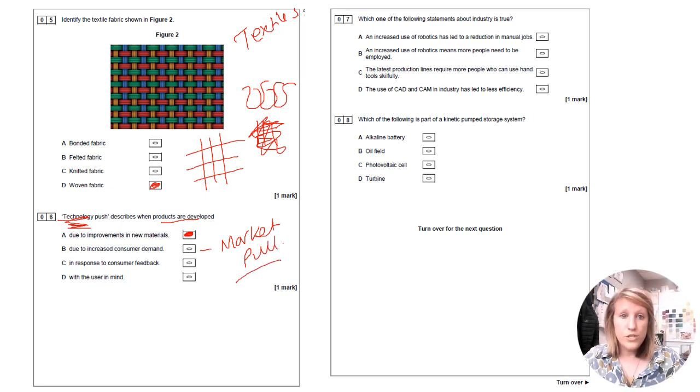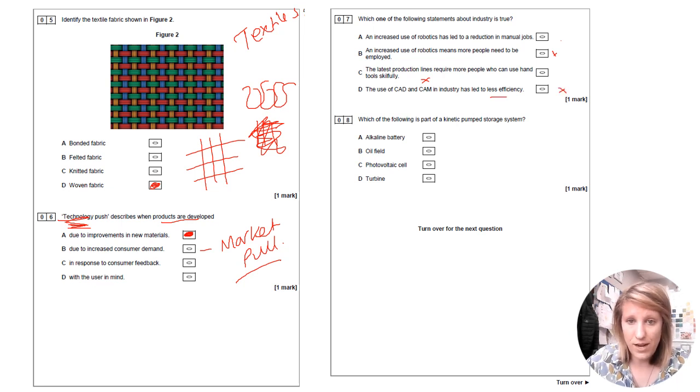Question 7, which one of the following statements about industry is true? An increased use of robotics has led to a reduction in manual jobs. Well, that probably is true. An increased use of robotics means more people need to be employed. That's not true. The latest production lines require more people who can use hand tools skillfully. No. The use of CAD and CAM in industry has led to less efficiency. Well, that's not right either, because it's led to more. So the top one is the correct answer.